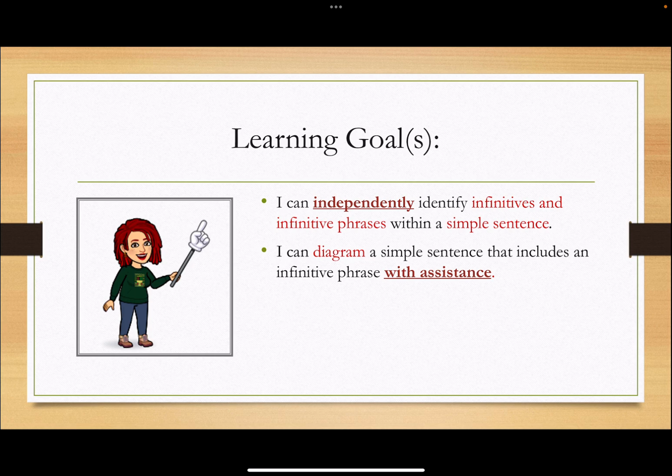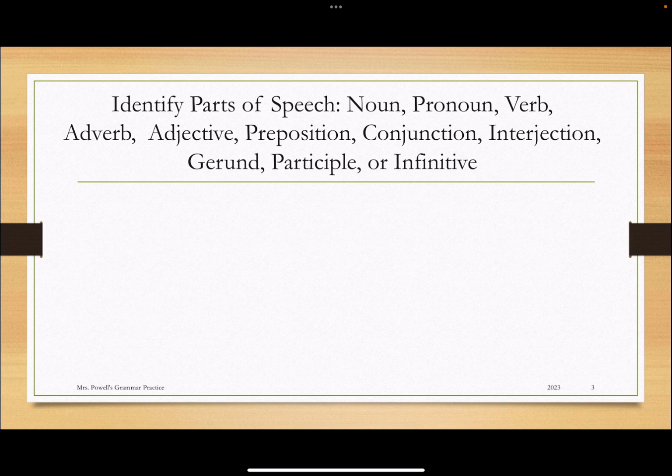Our two learning goals are: I can independently identify infinitives and infinitive phrases within a simple sentence. If you notice, independently is underlined and bold. Because this will be an Edpuzzle video, you will have to pause and identify what the infinitive is within the sentence. So when it says independently, even though this is a voiceover, you will still have to independently identify your infinitives and infinitive phrases within your simple sentence.